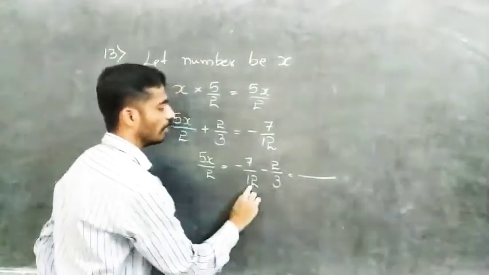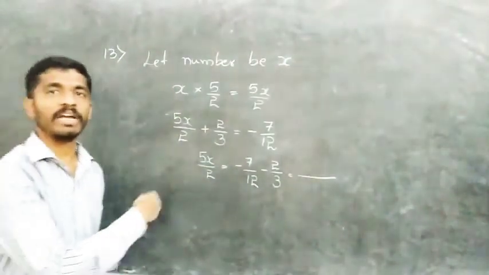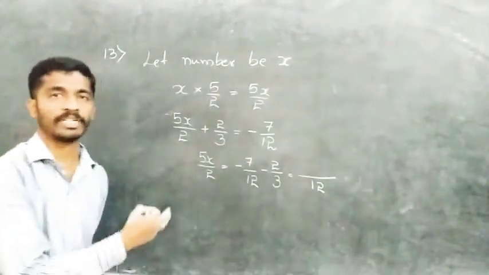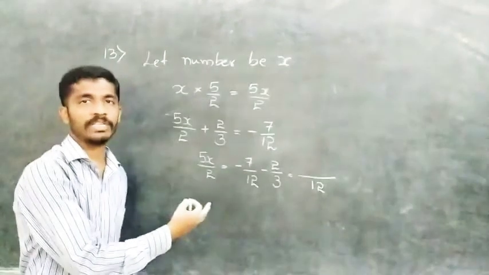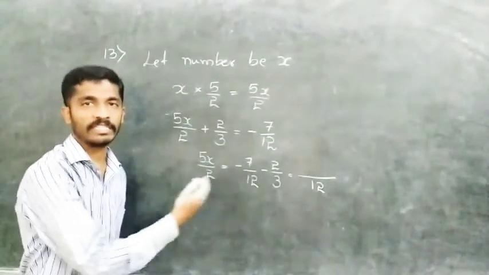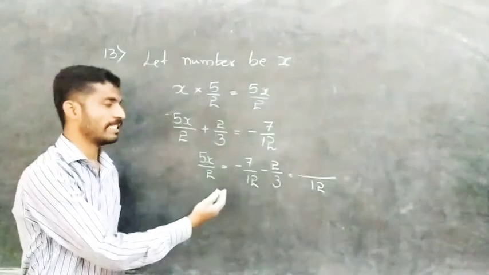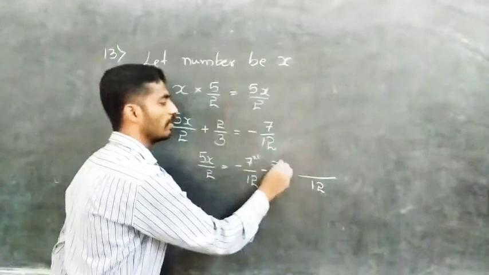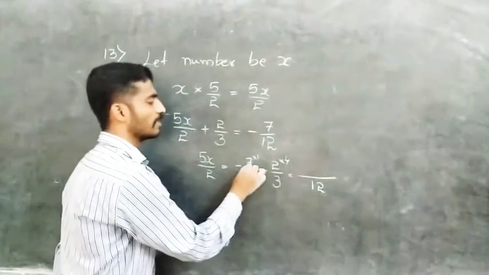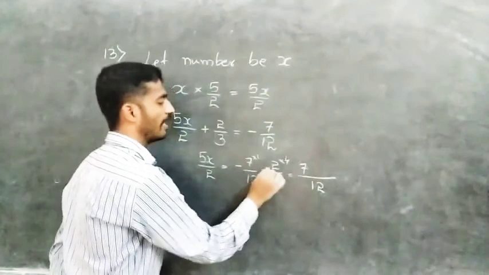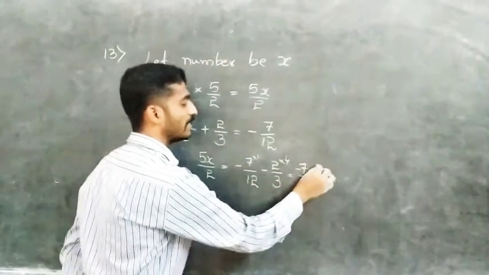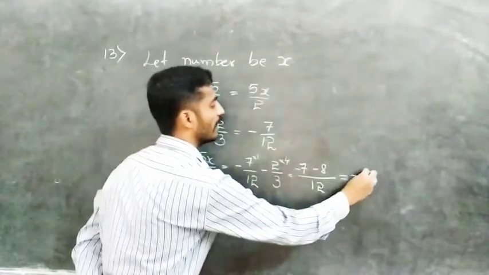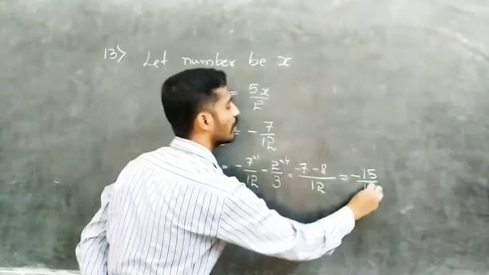See here, 12 is there, 3 is there at the denominator. Make the LCM. 12 and 3 LCM will be 12. Okay, take the bigger number, that is 12. So 12 is there in the 12 table and 12 is there in the 3 table also. So that's why LCM will be 12. So 12 ones are 12. 3 fours are 12. So minus 7 into 1, 7, minus 2 into 4, it will be minus 8. So minus 7 minus 8, here you will get minus 15 by 12.